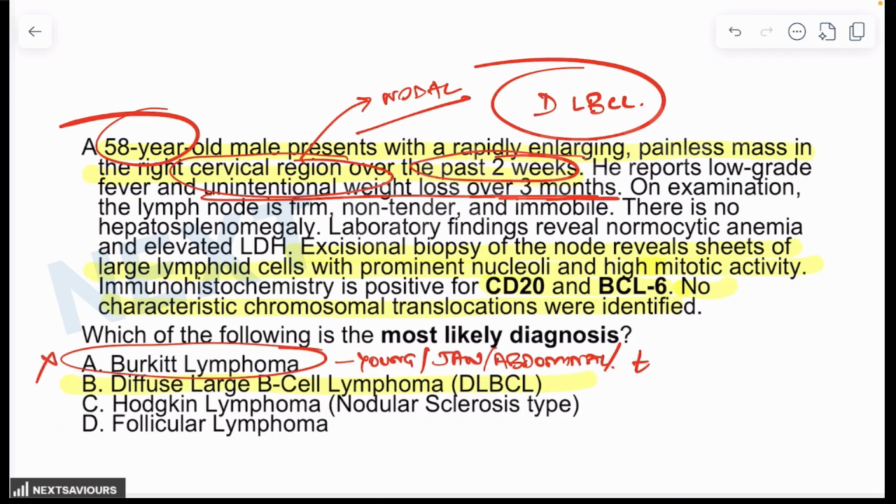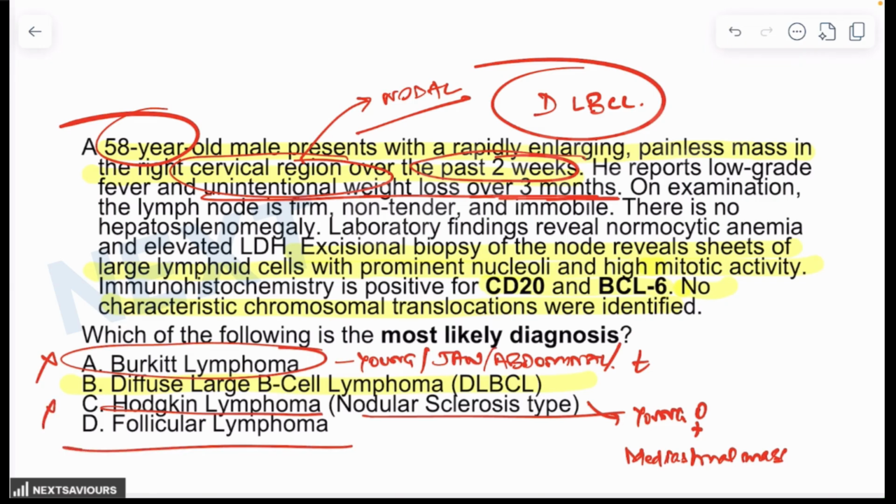Now if you look at another option, option C, that is Hodgkin's lymphoma, nodular sclerosis type. Now you already know that it is more common in young women, whereas over here it is an elderly male, and it presents with a mediastinal mass. Young women with a mediastinal mass, then think of this nodular sclerosis type of Hodgkin's lymphoma. And the histology would also have provided the presence of RS cells and the markers in the form of CD15 and CD30, which are usually not present over here. So this nodular sclerosis type of Hodgkin's lymphoma is also ruled out.